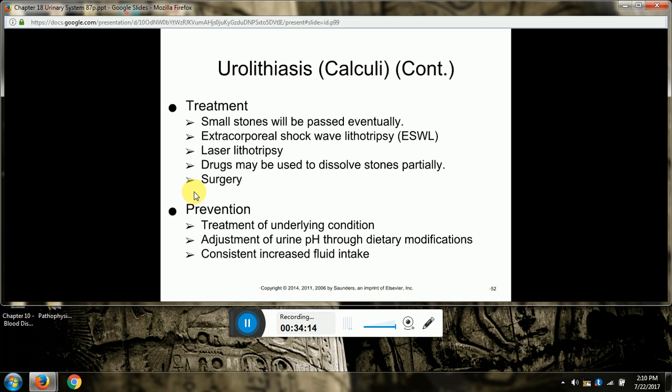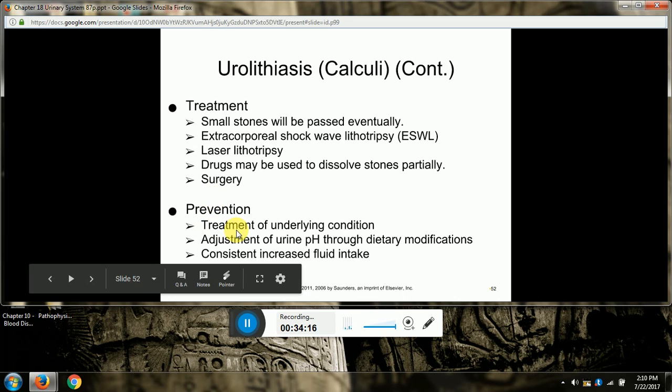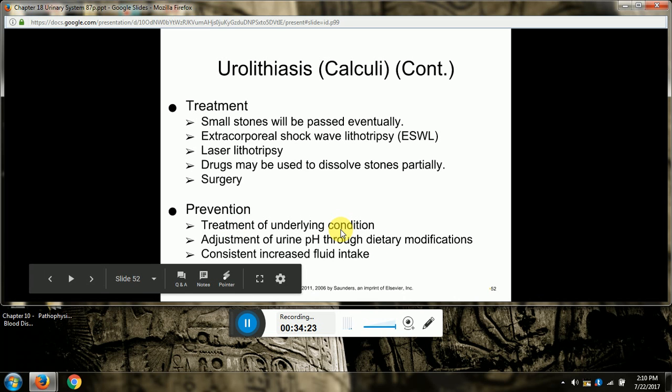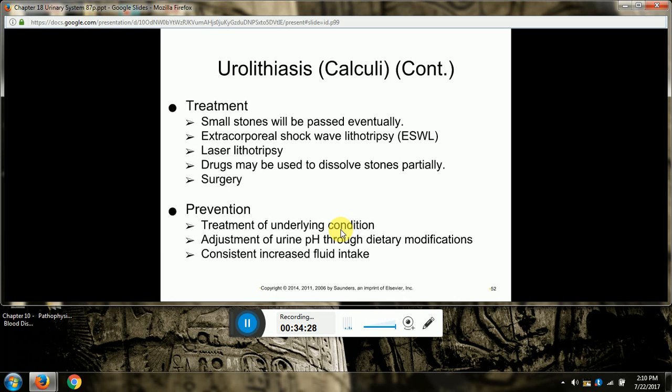Let's try to prevent stones from happening, so make sure that the person is always well hydrated, with a consistent increase in fluid intake. You want to adjust the pH of urine, so remember we said some stones are made if the urine is too acidic, others if the urine is too alkaline, so you want to make sure that urine pH is constant through dietary modifications. And then treat any underlying conditions, so if there's a condition leading to hypercalcemia that could lead to these calcium stones, try to treat that condition, and that will prevent stones from happening.